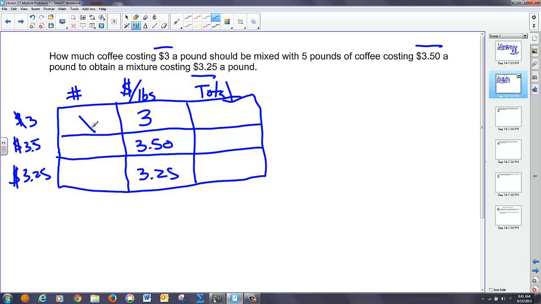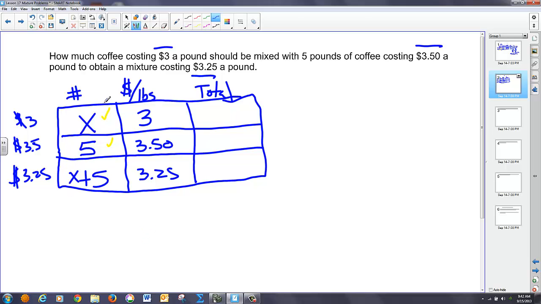Now, the amount of each, they say how much coffee costing $3 should be mixed with 5 pounds of coffee costing $3.50? I don't know. That's x. I know exactly how much there is here. And we want to get a mix of $3.25. Well, if I've added x pounds of this bag to 5 pounds of this mixture, then what I create is a total of x plus 5 pounds of this new mix.